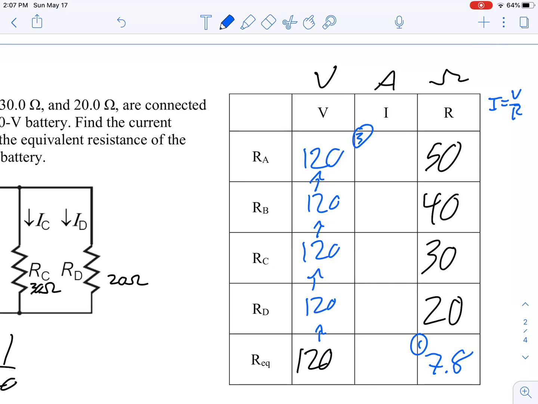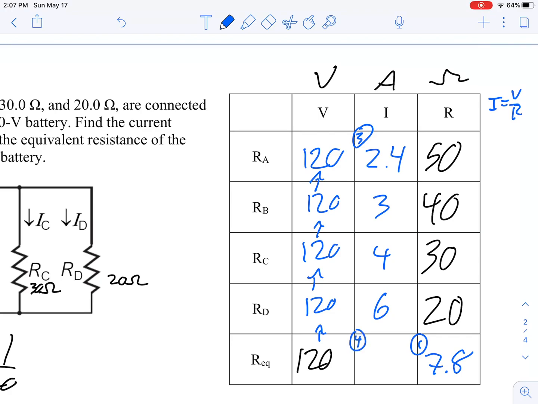So 120 divided by 50 is 2.4. Check that on your calculator. 120 divided by 40 is 3. 120 divided by 30 is 4. 120 divided by 20 is 6. Now, you can do this last one 2 ways, which is kind of cool because you can check your work.